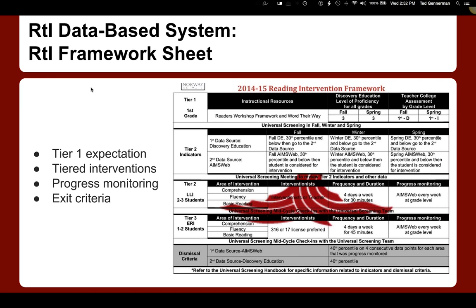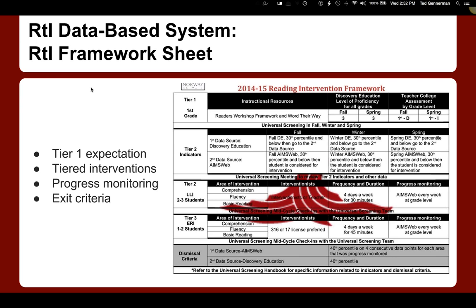So then our Tier 2 and Tier 3 is articulated here, and you'll notice that depending on the intervention, like Ted said, some of it may be an interventionist that's administering the intervention, and some of it may be someone in the area of reading who has a 316 or a 17 license, so that would be like our literacy coaches. Another thing on our framework sheet is the dismissal criteria.